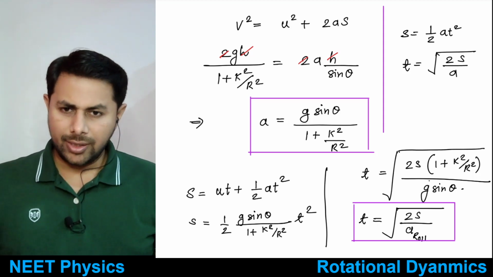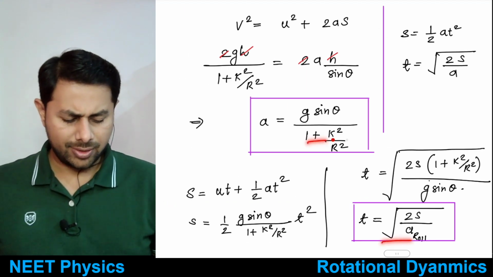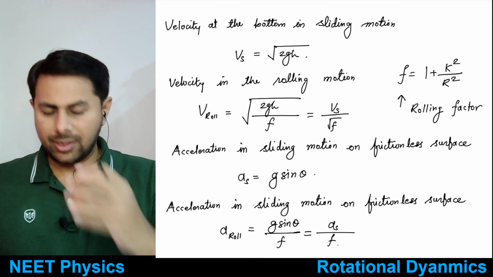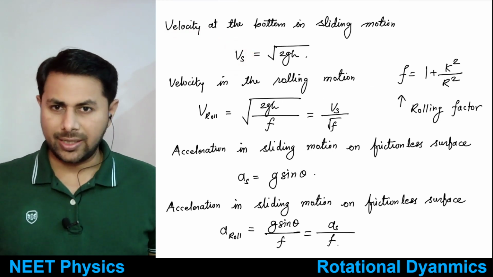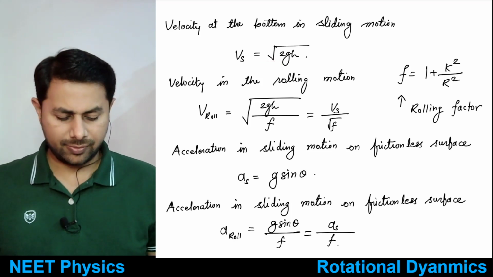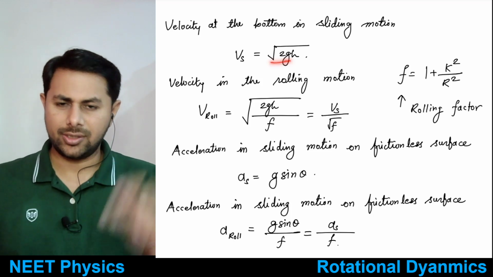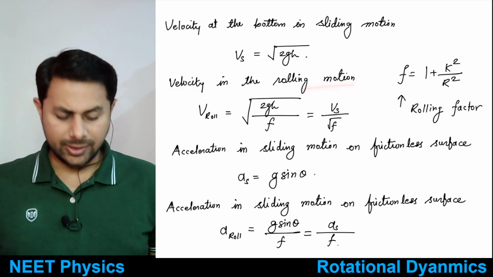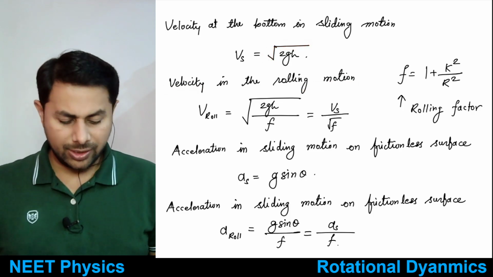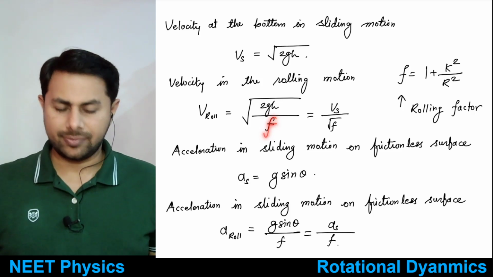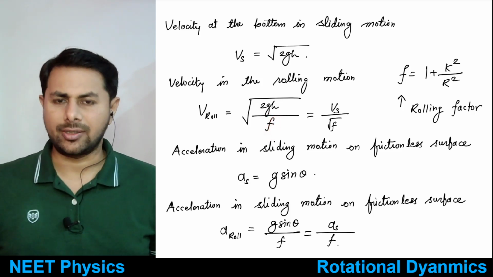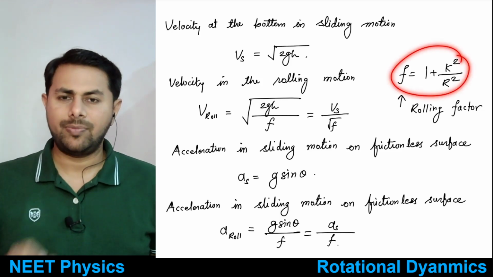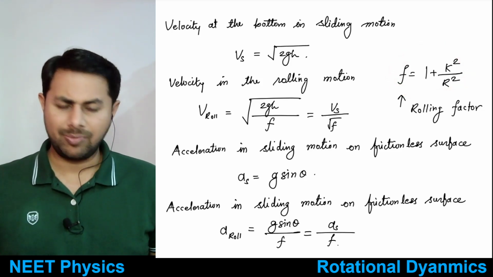Okay, good. So now if you look at this formula carefully, if a body is sliding down an inclined plane, what is its velocity? The velocity of sliding down is just square root of 2gh, the velocity at the bottom. So velocity in case of rolling motion is this velocity in case of sliding motion divided by this factor, which you can call the rolling factor. Divided by f, where f is the rolling factor. What is that? It is just 1 plus k square by r square.